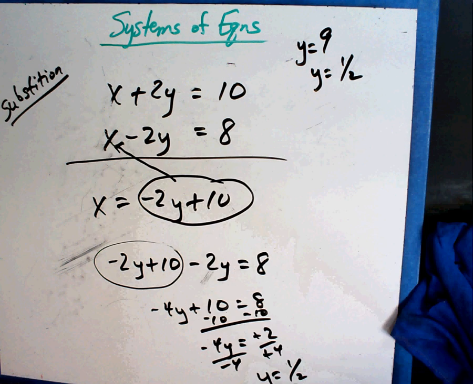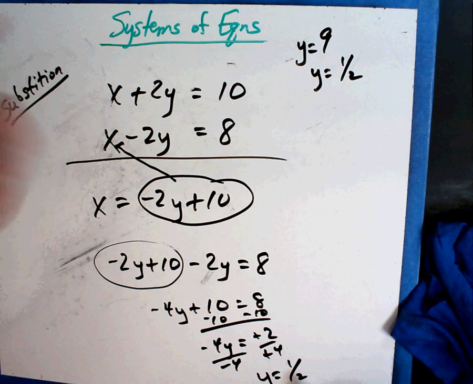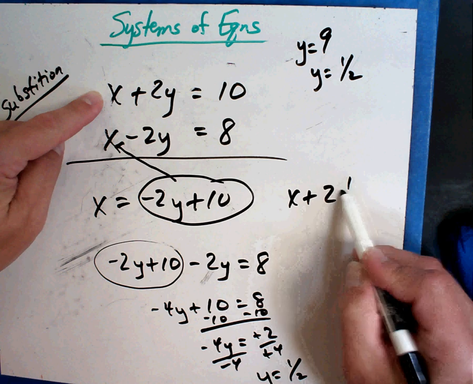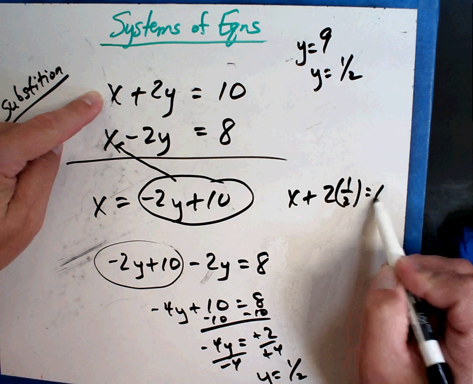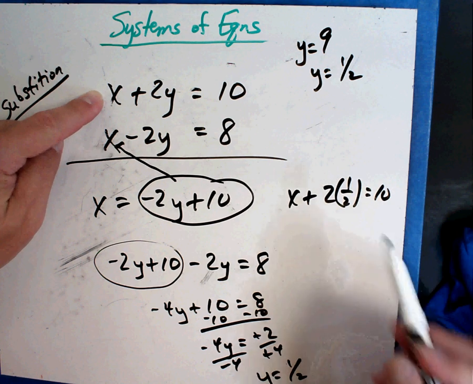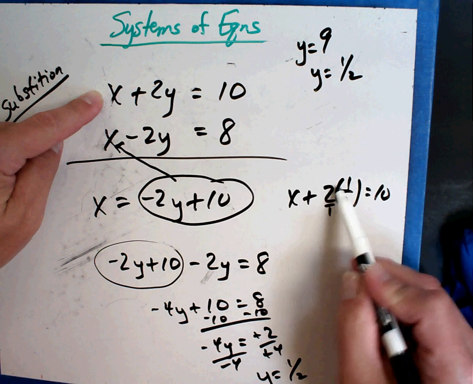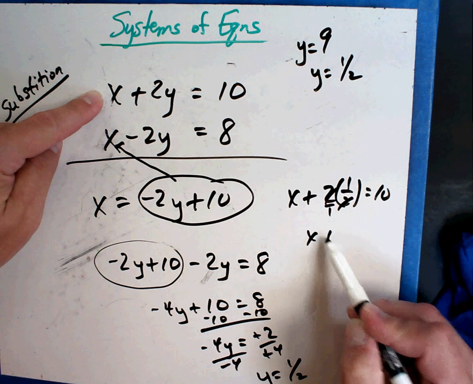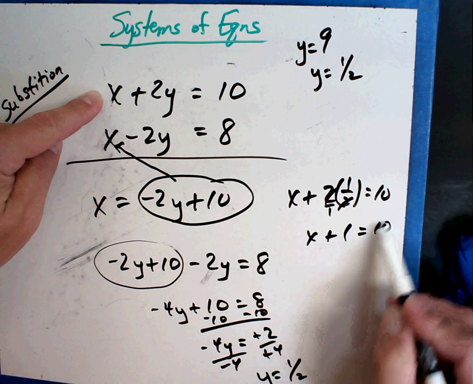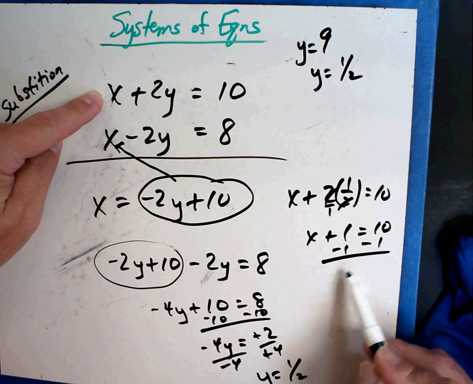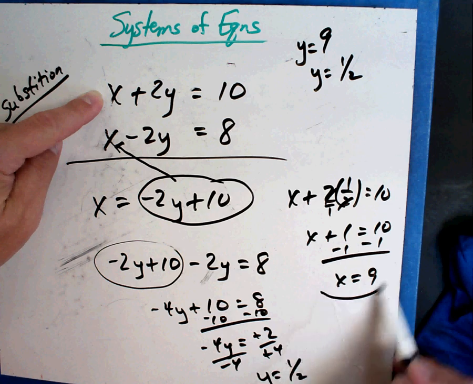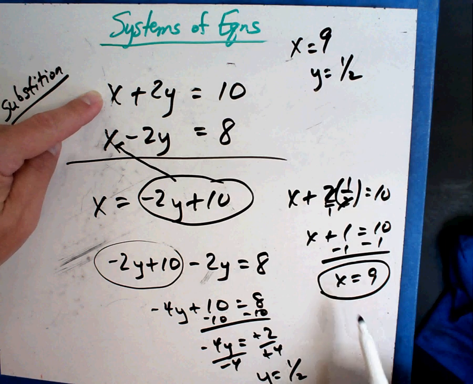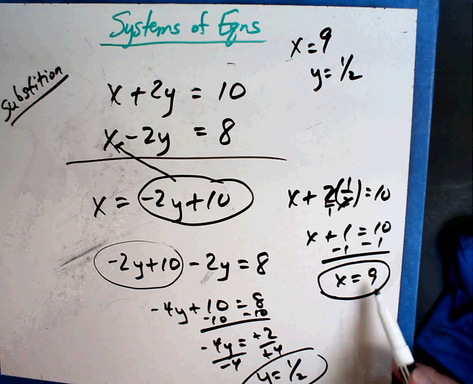When I take that 1/2, I can then plug it into an equation. Let's say the first one: x plus 2 times 1/2 equals 10. 2 over 1, oh, those reduce down, so x plus 1 equals 10, minus 1, x equals 9. I wrote that wrong originally, I apologize. X equals 9, y equals 1/2. I got the same answers.